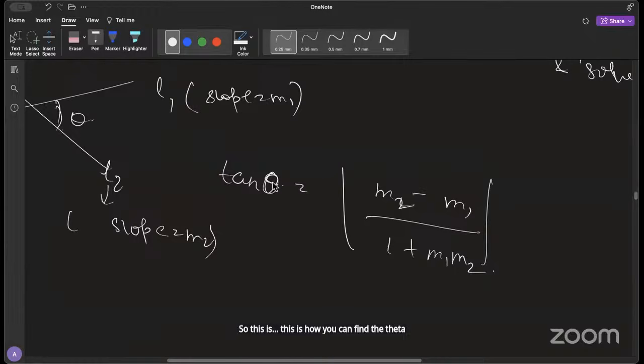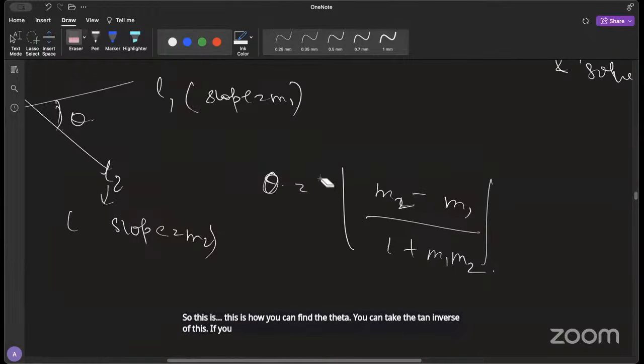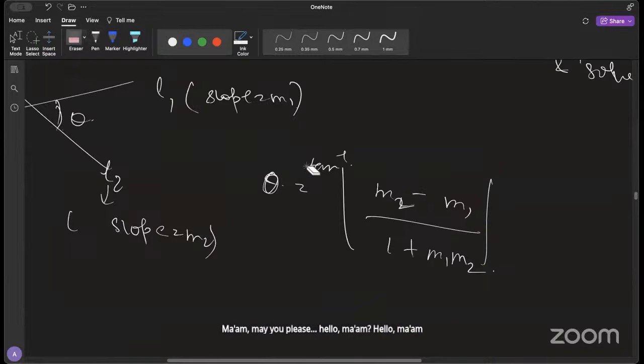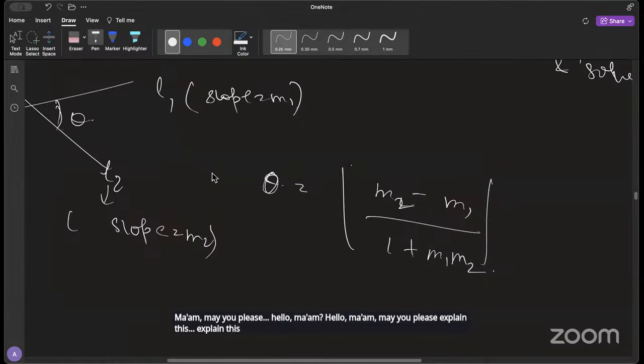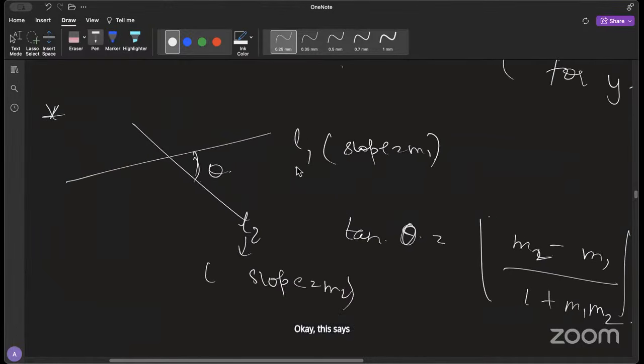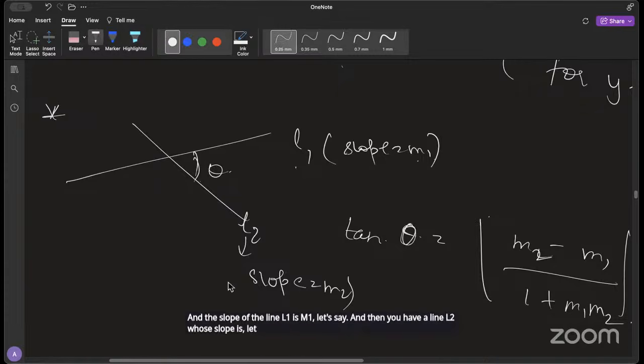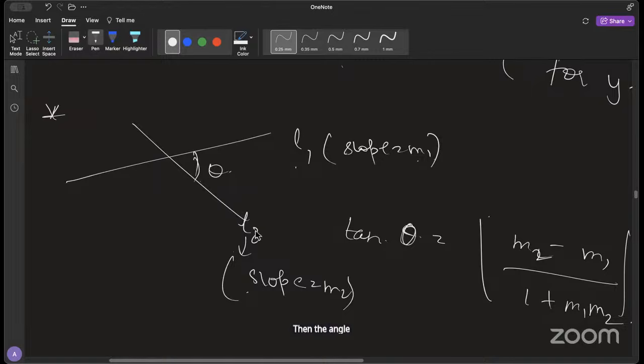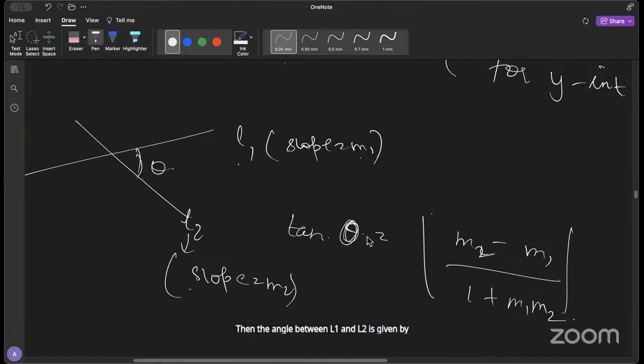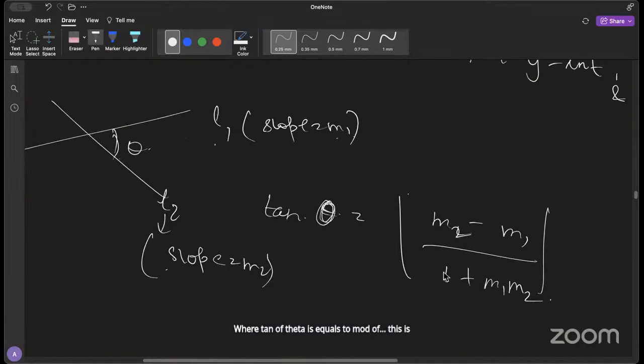This is how you can find theta. If you have to find theta, you can take the tan inverse of this. Ma'am, may you please explain this formula again, because I get confused in this formula. If you have a line L1 whose slope is M1, and a line L2 whose slope is M2, then the angle between L1 and L2 is given by this theta, where tan of theta is equal to the mod of this. It is a simple formula. That's it. We've not discussed anything.